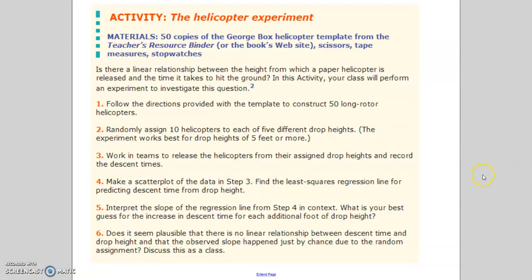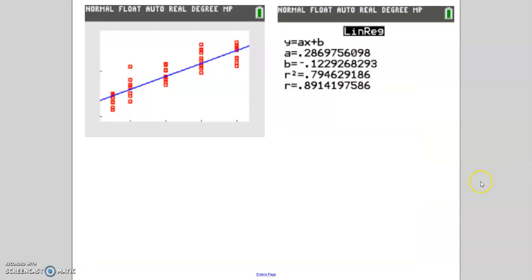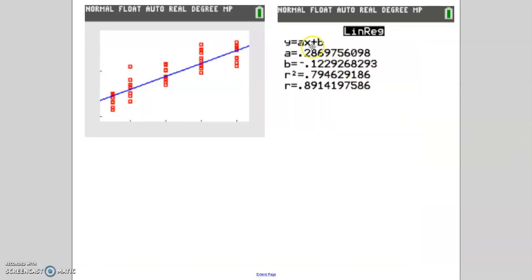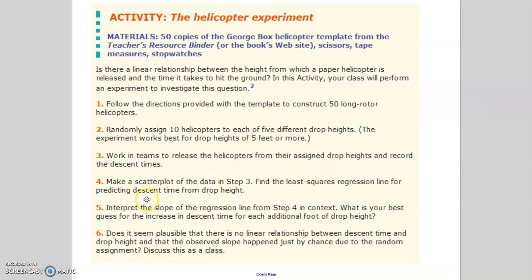So let's start by talking about the helicopter experiment that you guys explored yesterday. The scatter plot that you made should have looked something like this. And then the least squares regression line should have had a slope of about 0.287 and a y-intercept of negative 0.123.